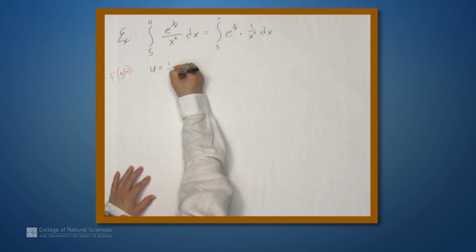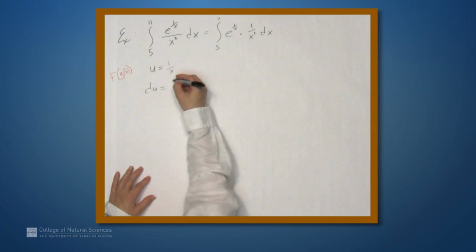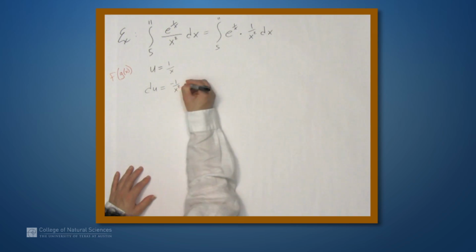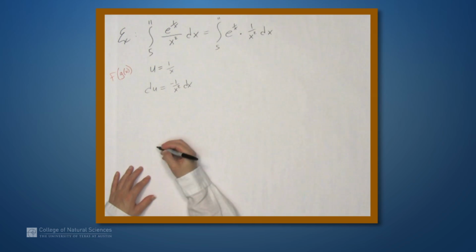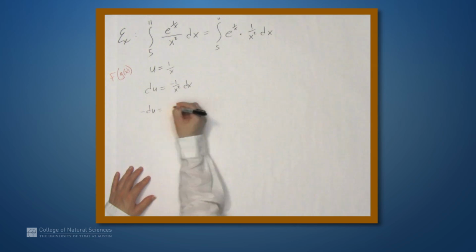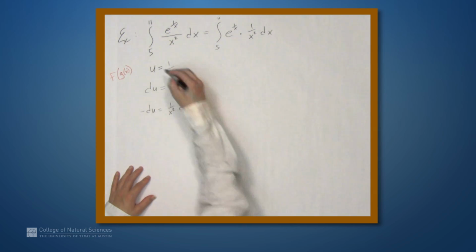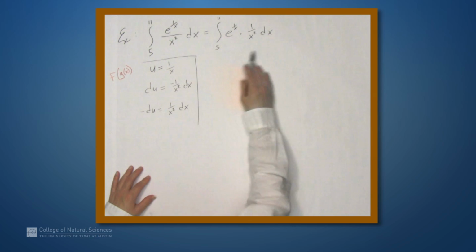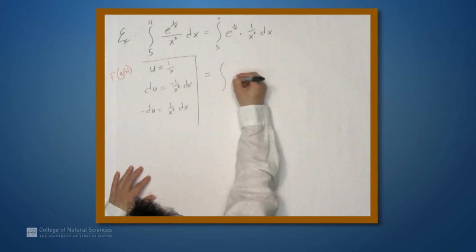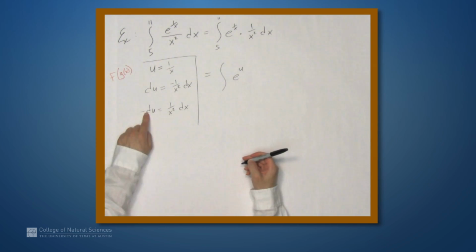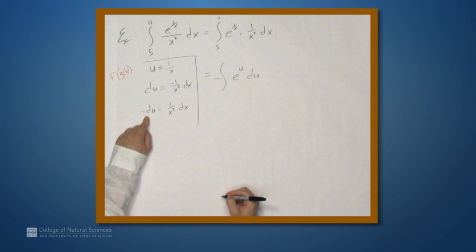So let's say u equals 1 over x, and then du is, well, again, it's not quite 1 over x squared, but almost. It's negative 1 over x squared dx. So if we want to replace 1 over x squared dx, we move the negative to the other side, and we get negative du equals 1 over x squared dx. So let's rewrite this thing in terms of u. So we get e to the u, and 1 over x squared dx becomes negative du. So let's put the negative on the outside and just write du.